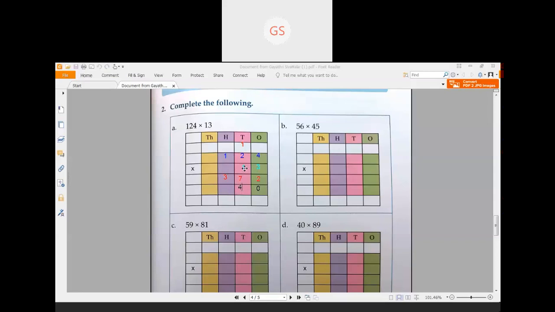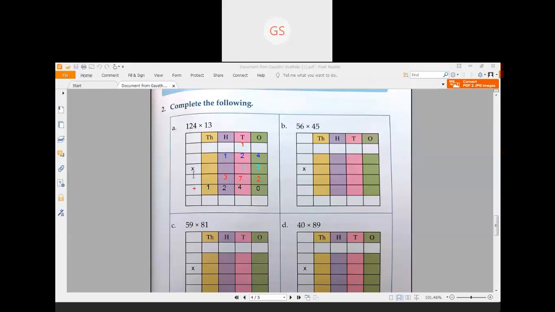Then 1 twos are 2. Very good. Then 1 ones are 1. 1 ones are 1. So finally what do I have to do? Add these numbers. We need to add it. Yes. So I will put the plus symbol here, right? Yes, thank you, dear. Mute yourself. Thank you, ma'am.